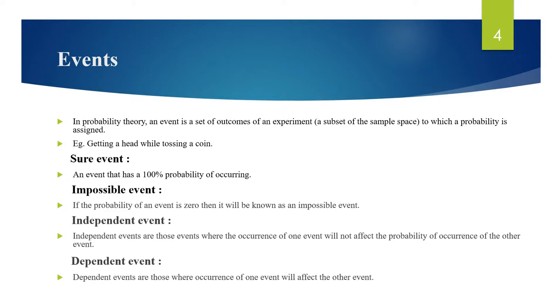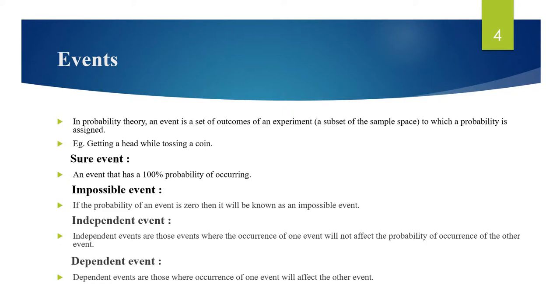Events can be classified in various ways depending on different characteristics. The first one is the sure event. The sure event is an event that has a 100% probability of occurrence. For example, getting a head or tail while tossing a coin is a sure event. Impossible event: if the probability of an event is zero, then it is known as an impossible event. For example, getting a 7 while throwing a die is an impossible event.